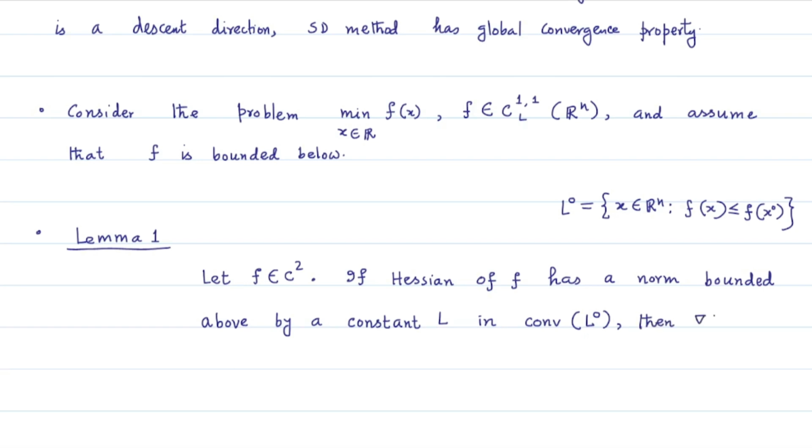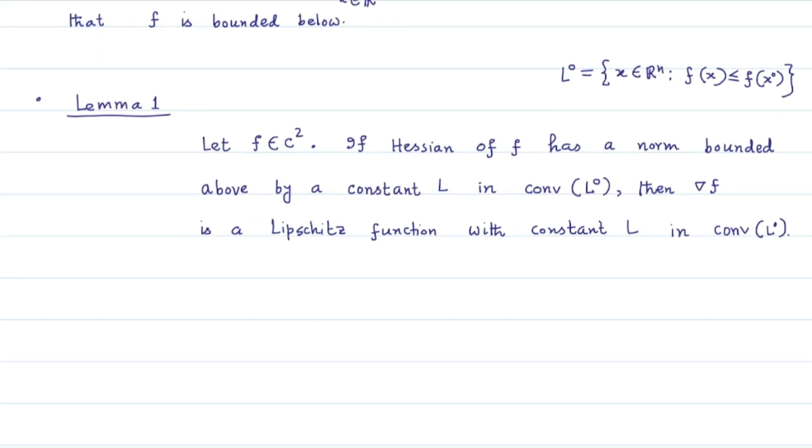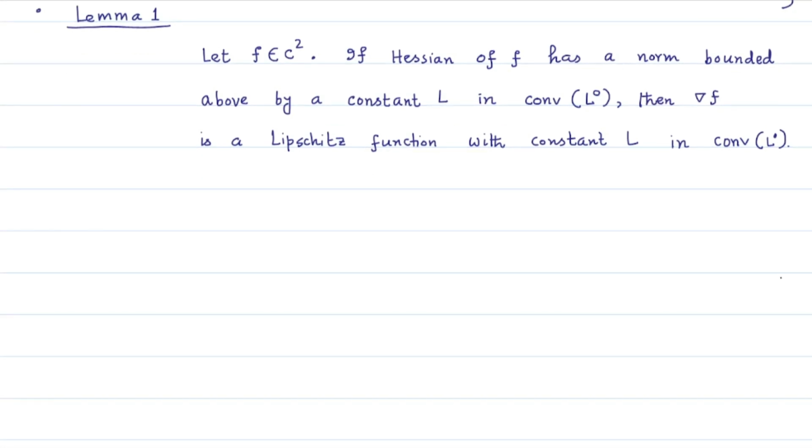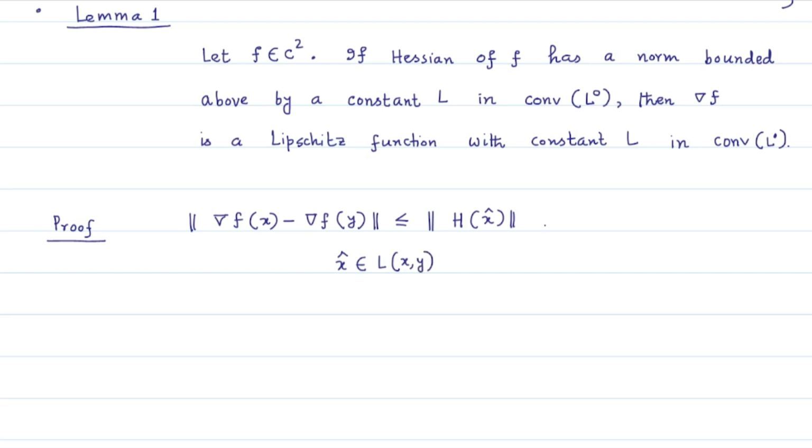Then we can prove that the gradient of the function f is a Lipschitz function with Lipschitz constant equal to capital L. This result follows straight from the mean value theorem for vector valued functions, because you notice that if we consider the norm of gradient of f at x minus gradient of f at y, then by the mean value theorem for vector valued functions, we will have, with respect to a matrix norm, the norm of the Hessian matrix of the function f at a point x hat, where x hat is a point in the line segment joining the points x and y, times the norm of x minus y.